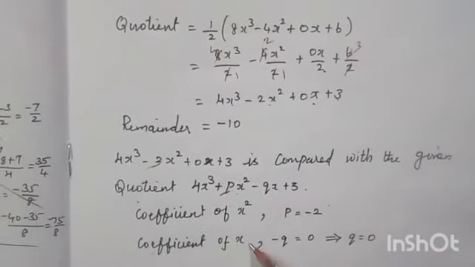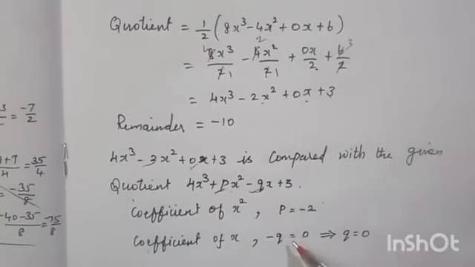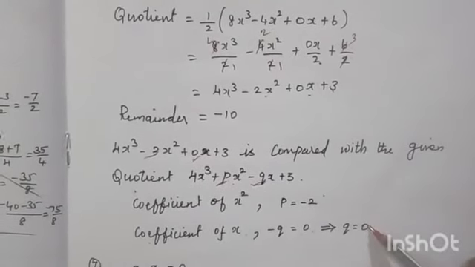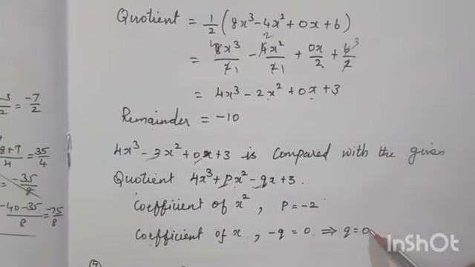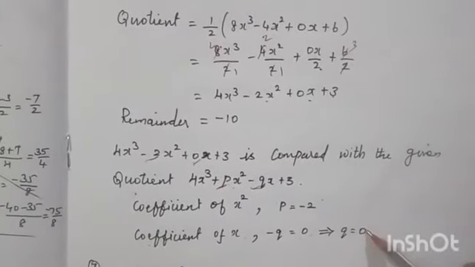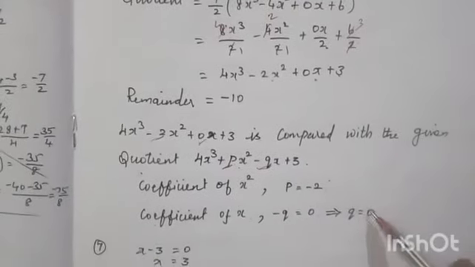Then the coefficient of x: here minus q, here 0. So minus q equal to 0, which implies q equal to 0. 0 has no sign; it is neither positive nor negative. So the p value is equal to minus 2, and the q value is equal to 0.